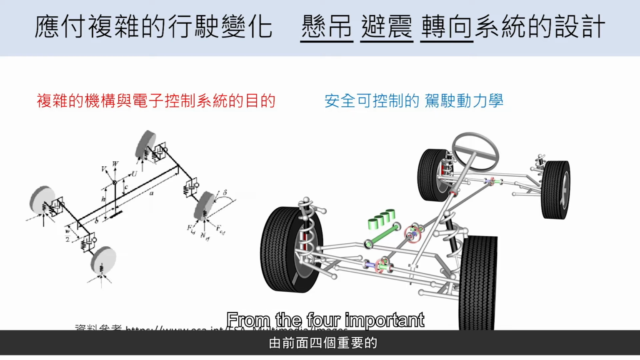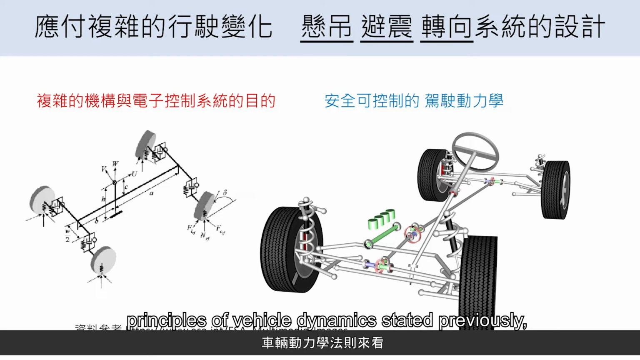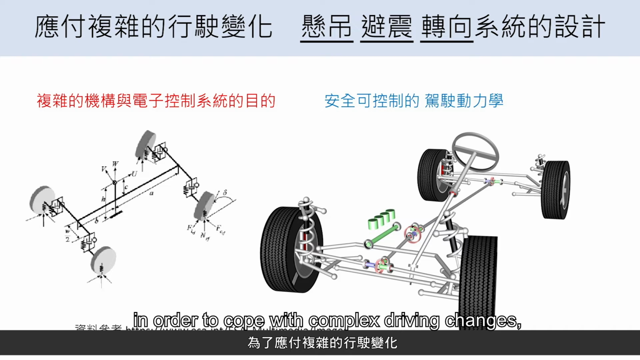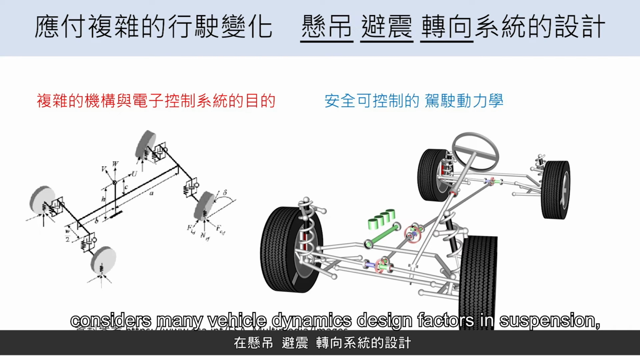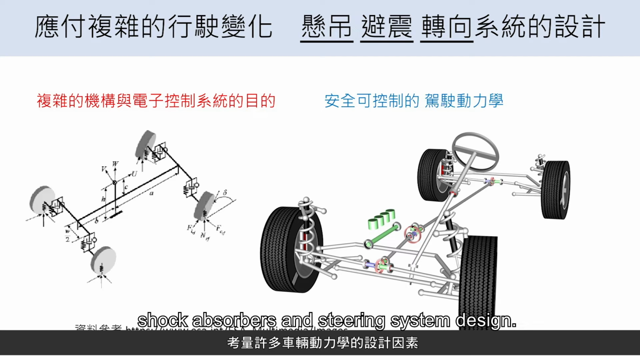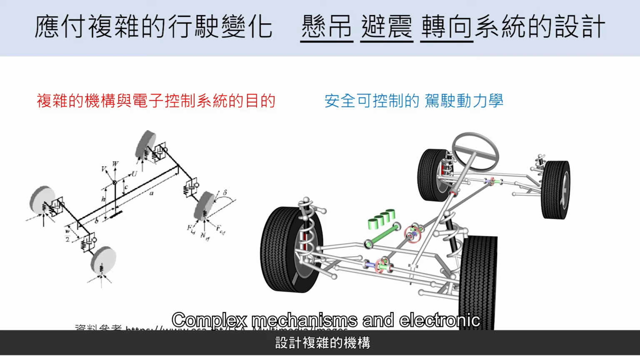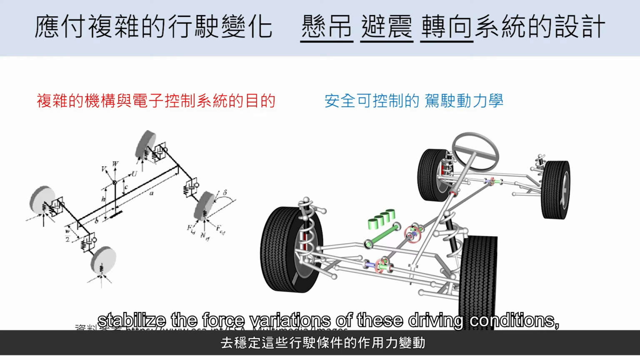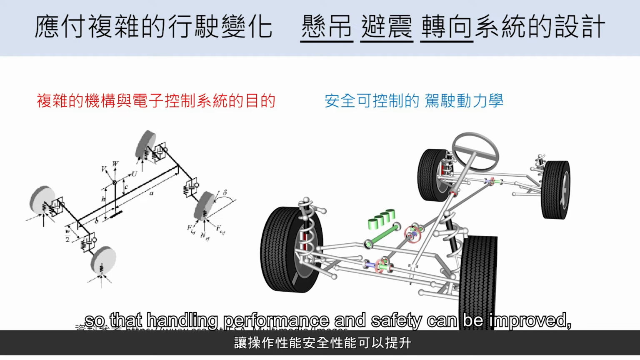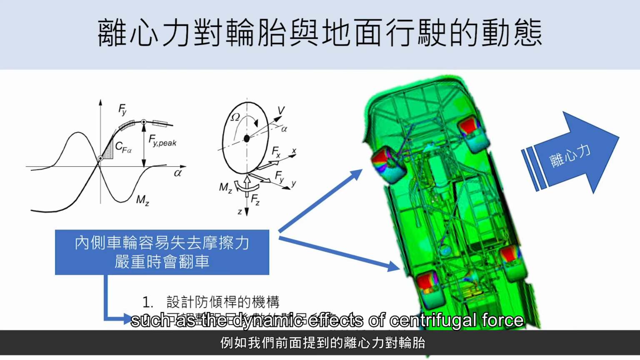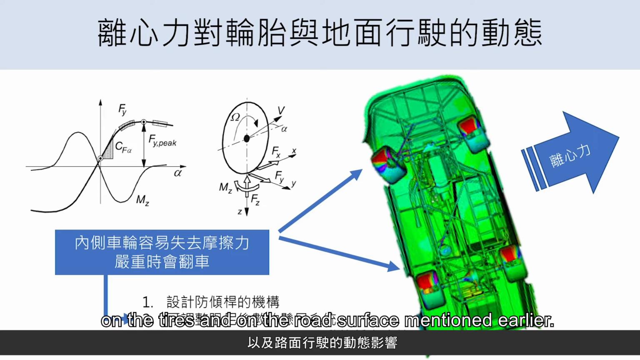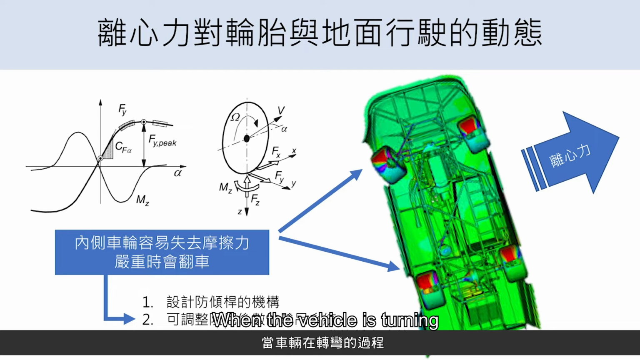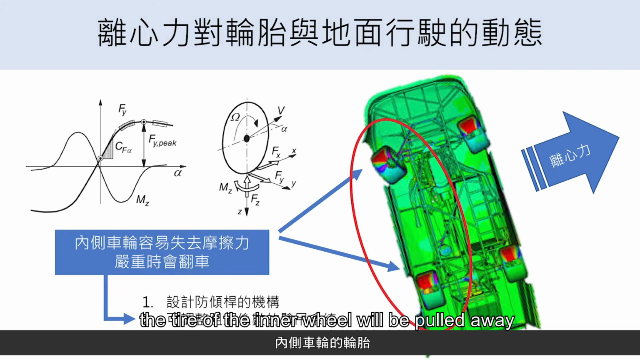From the 4 important principles of vehicle dynamics stated previously, in order to cope with complex driving changes, vehicle design considers many vehicle dynamic design factors in suspension, shock absorbers, and steering system design. Complex mechanisms and electronic control systems are designed to stabilize the force variations of these driving conditions so that handling performance and safety can be improved, such as the dynamic effects of centrifugal force on the tires and on the road surface mentioned earlier.